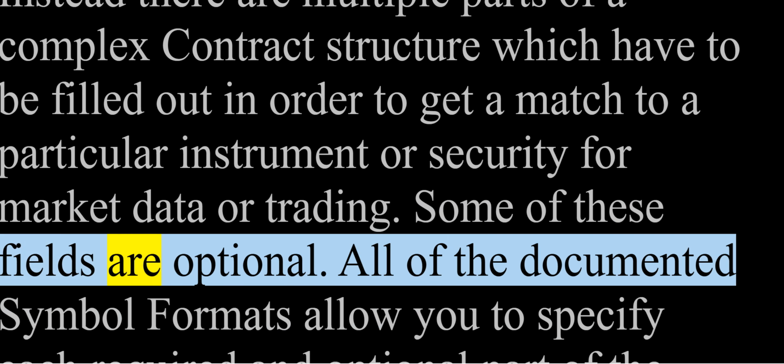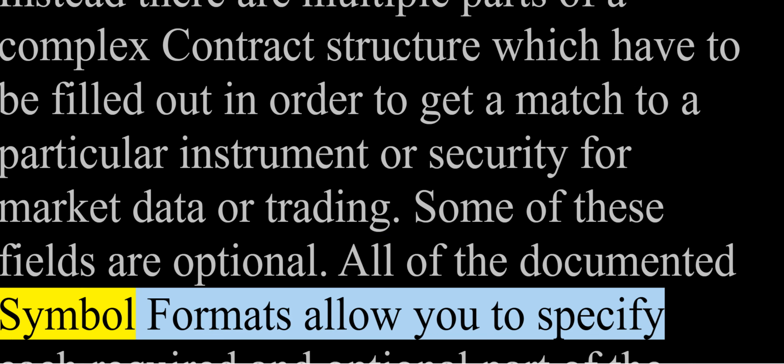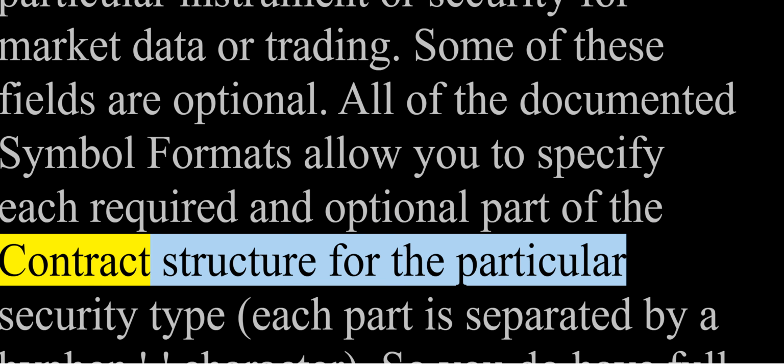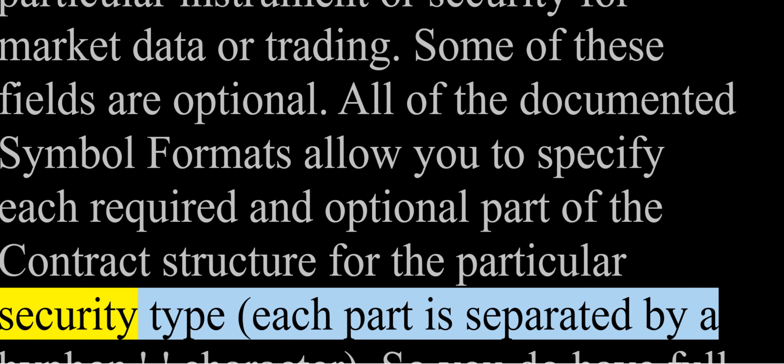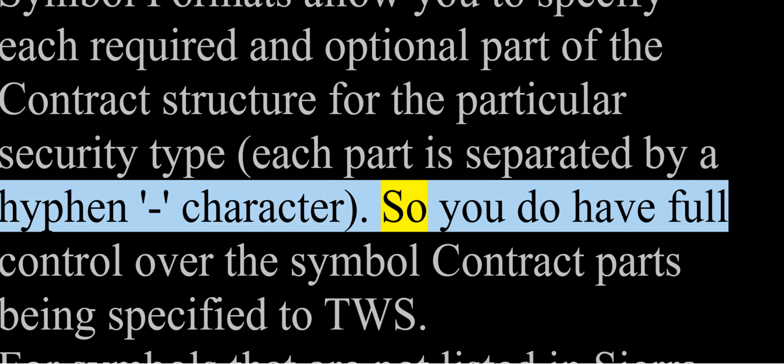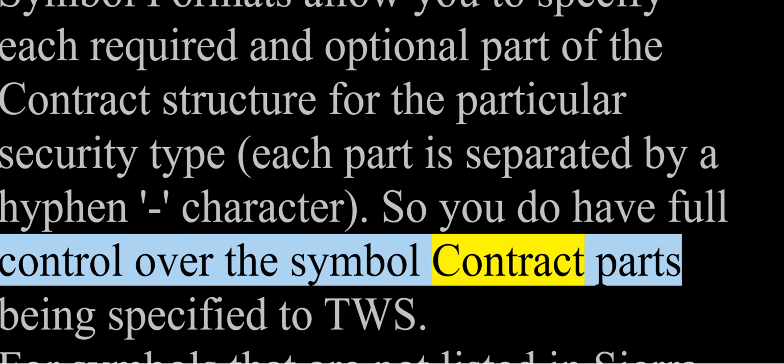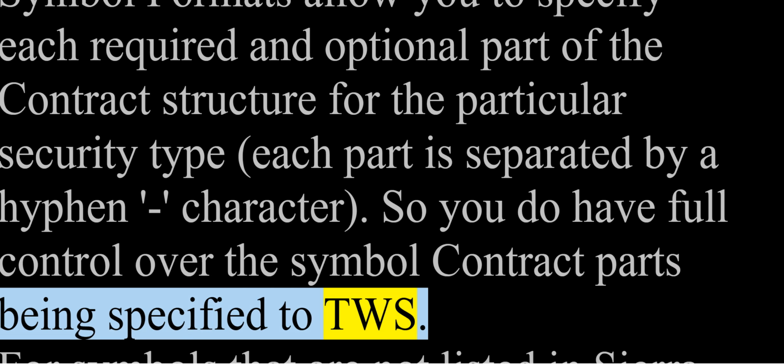Some of these fields are optional. All of the documented symbol formats allow you to specify each required and optional part of the contract structure for the particular security type. Each part is separated by a hyphen dash character. So you do have full control over the symbol contract parts being specified to TWS.